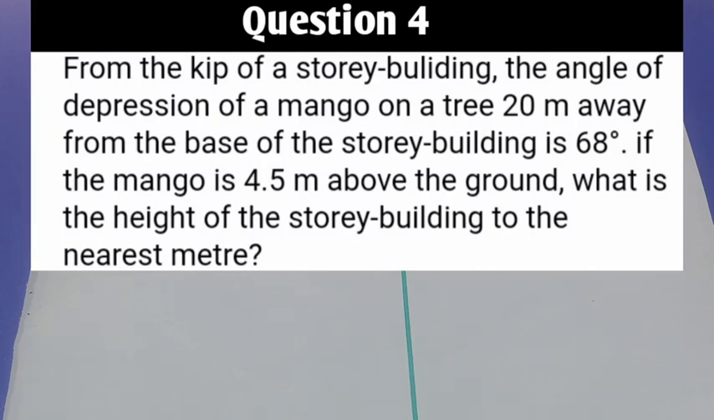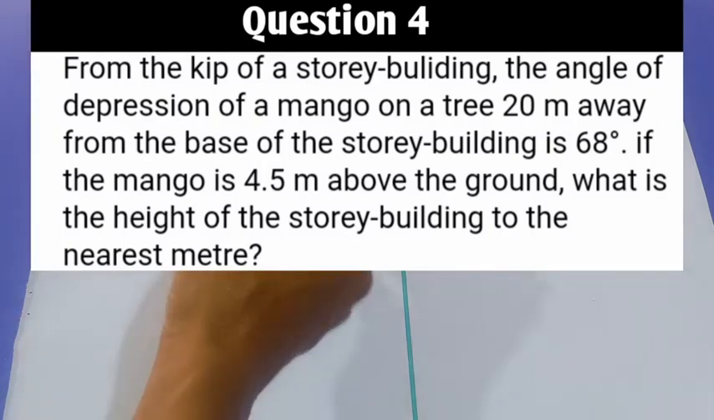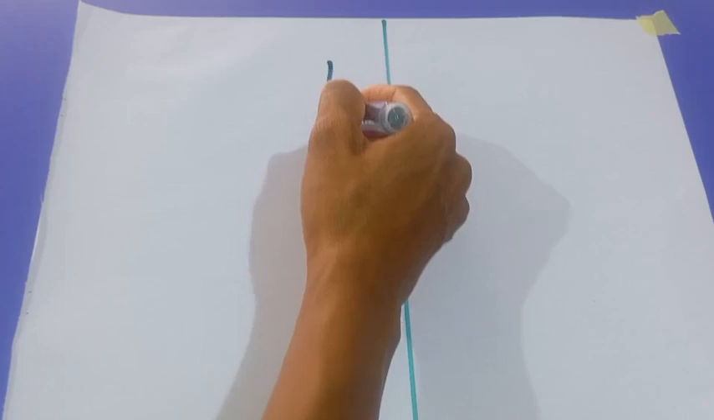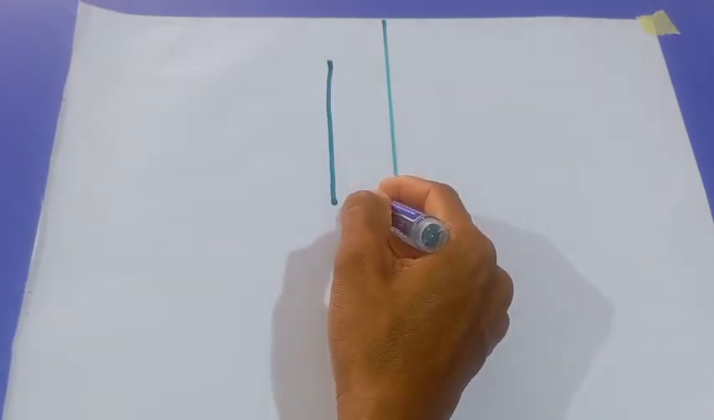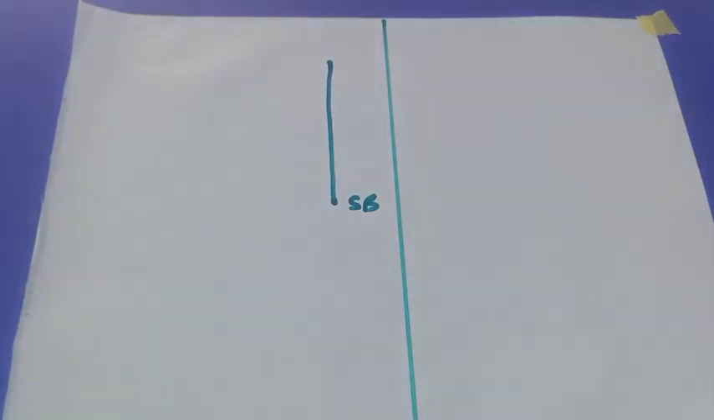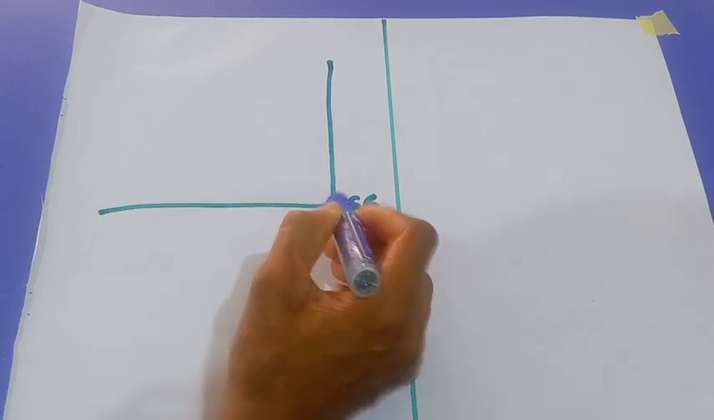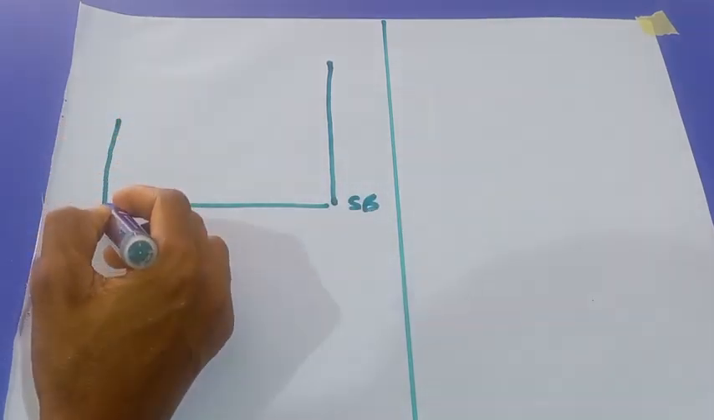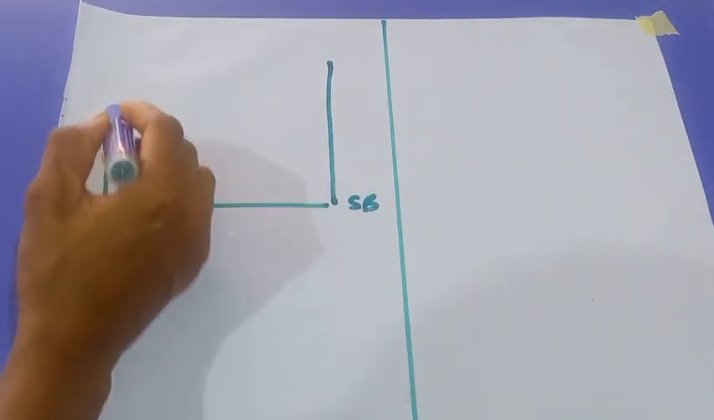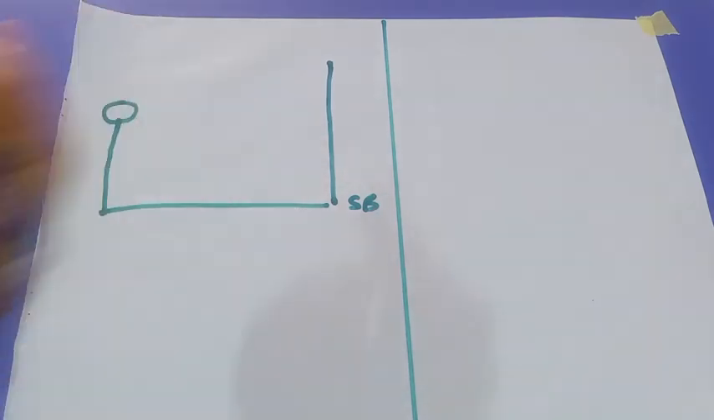So from the top of a storey building, let me make a sketch. Let this be the storey building. Let me put SB showing the storey building. Then another one we need to note is the mango tree. So let this be the mango tree with mango on top.